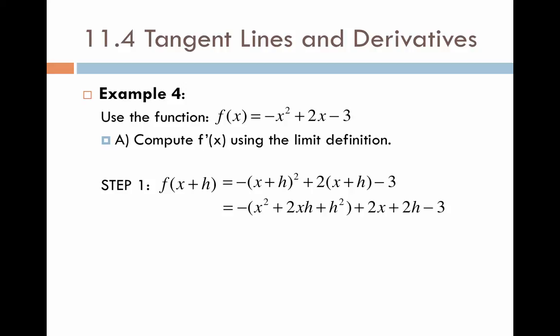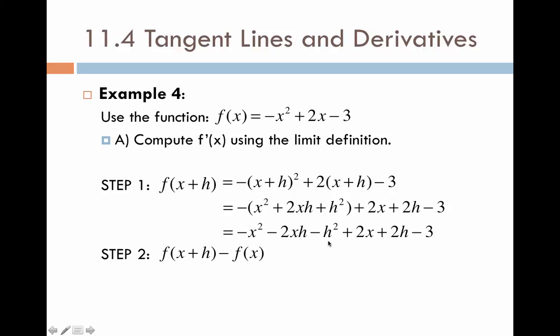I've expanded x plus h squared. I'll have to distribute the negative through next, and I've distributed 2 through. So I have a negative here I have to worry about. This part has been expanded, and I've distributed a 2 through. Now if I distribute the negative through, this is what I get. And then step 2, I need to subtract the original equation from the answer in step 1.